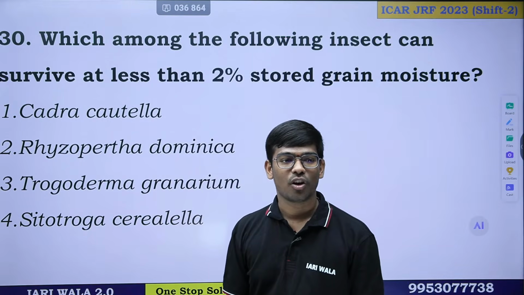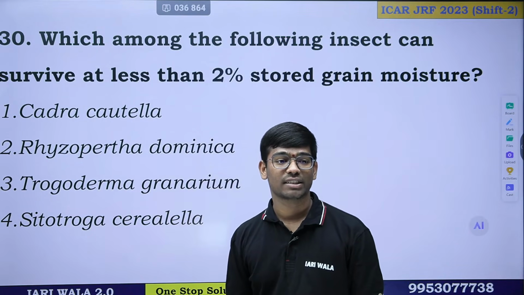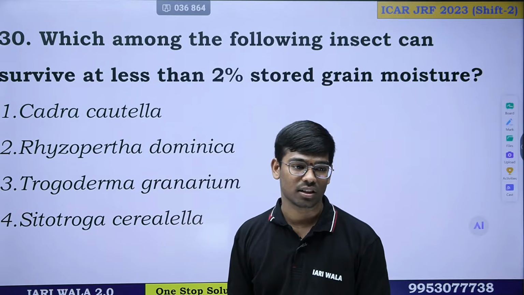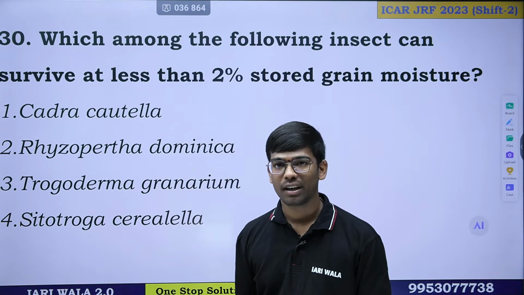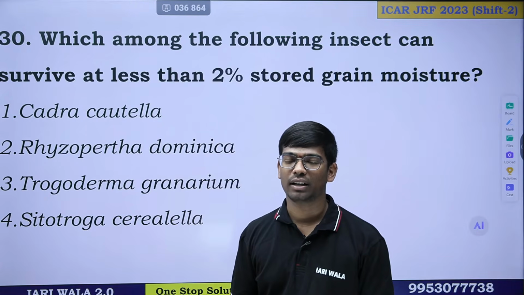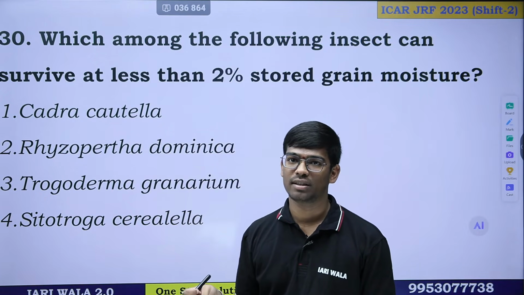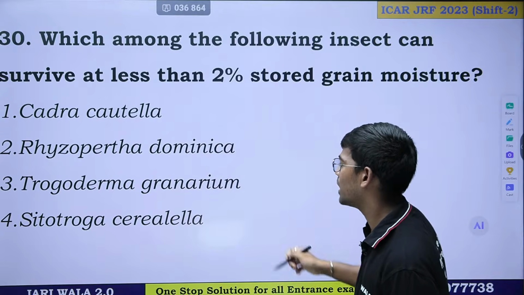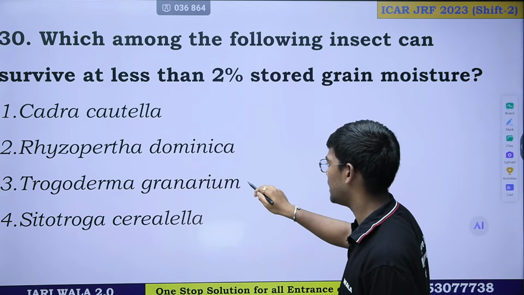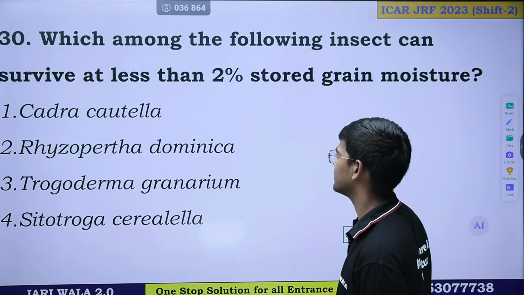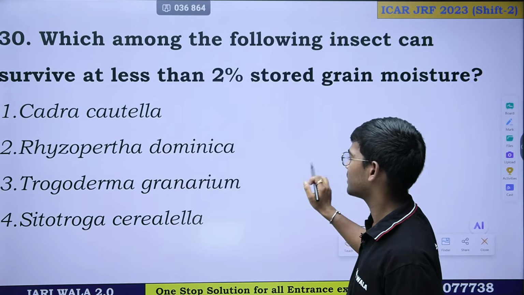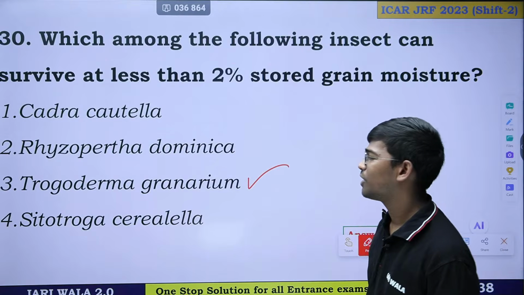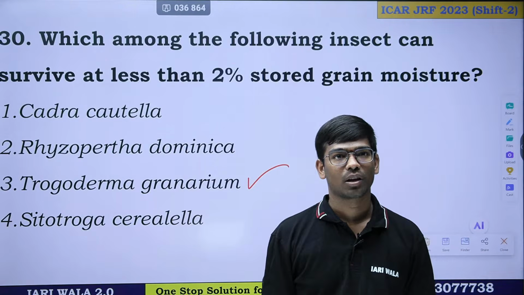Which among the following insects can survive at less than 2% stored grain moisture? So I have mentioned earlier, Khapra beetle can survive under low moisture content and low oxygen content. So it is Trogoderma granarium, that is nothing but the Khapra beetle.